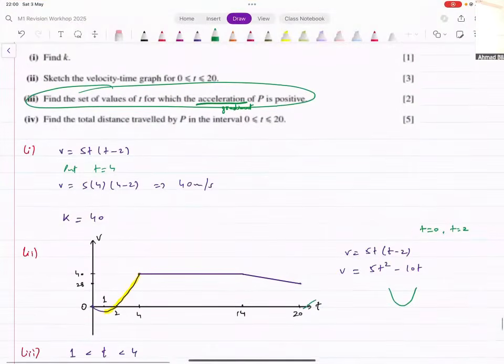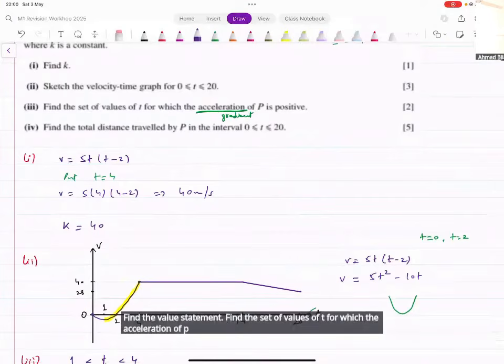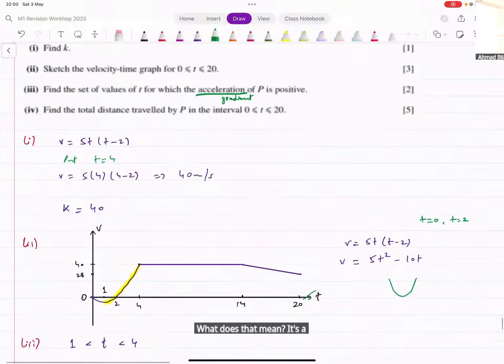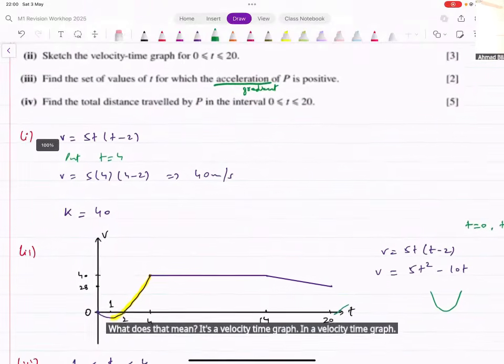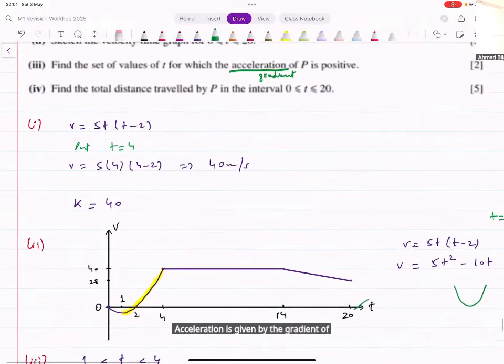Find the set of values of t for which the acceleration of p is positive. What does that mean? It's a velocity time graph. In a velocity time graph, acceleration is given by the gradient of the graph. So in what part of this is gradient positive?